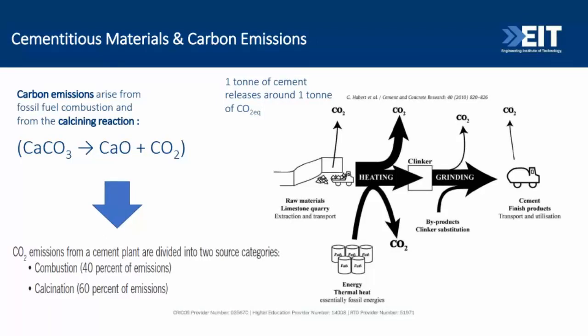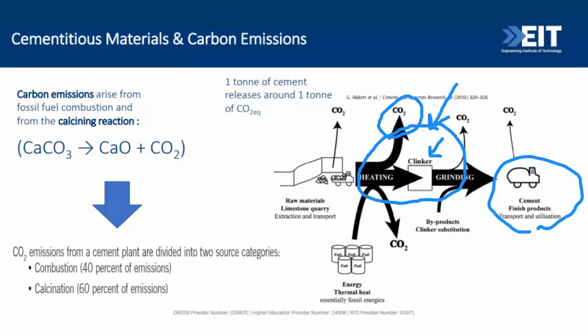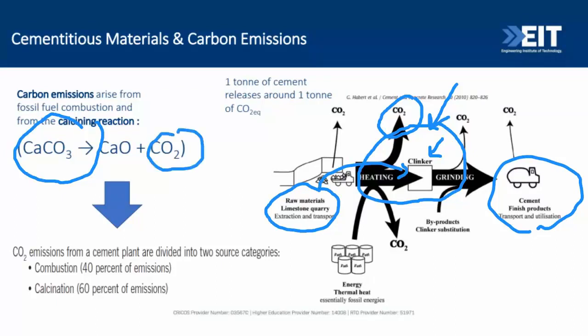At the moment that you have heating and clinker production, this is one of the main problems related to carbon emissions. Clinker, you can say, is the pure Portland cement. And then you have all the stages in terms of finishing products, transport, and utilization. Regarding the raw materials, we have limestone, right? And when you put the limestone into the oven and you increase the temperature, you have the carbon dioxide emission, right? This is one of the main components of Portland cement.